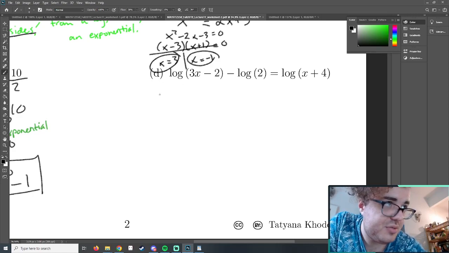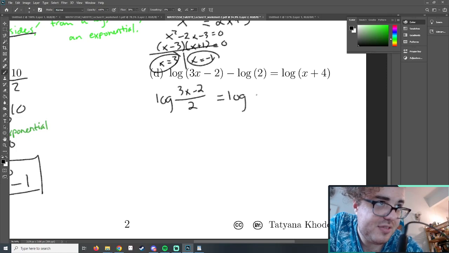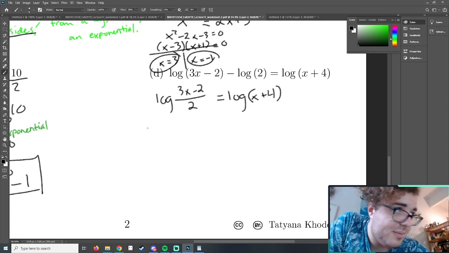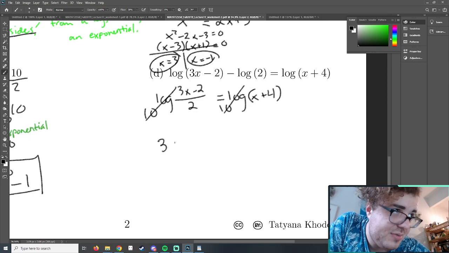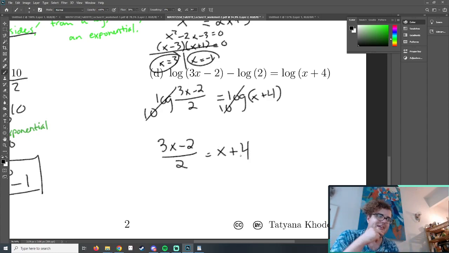This is going to be the quotient rule, to rewrite this as log of (3x minus 2) over 2 equals log of x plus 4. So that's just the quotient rule. There was a subtraction on the outside, and I'm able to make it a division on the inside. And now I can do the same thing as I did before, except that log is base 10, so I'm going to raise 10 to the power of both sides, which cancels it out. And we get (3x minus 2) over 2 equals x plus 4, which I'll let you solve on your own time. You know how to solve a problem like this.